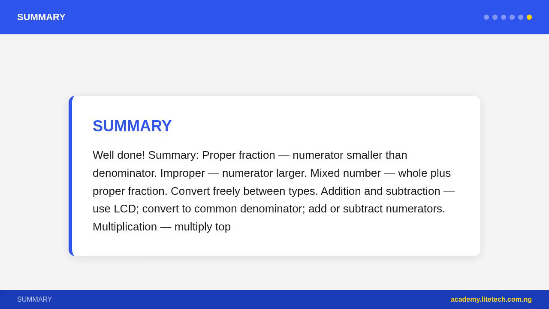Well done. Summary: proper fraction, numerator smaller than denominator. Improper, numerator larger. Mixed number, whole number plus proper fraction. Convert freely between types. Addition and subtraction, use the LCD, convert to a common denominator, add or subtract numerators. Multiplication, multiply tops, multiply bottoms, cancel diagonally to simplify. Division, flip the second fraction, then multiply. For all operations with mixed numbers, convert to improper fractions first.